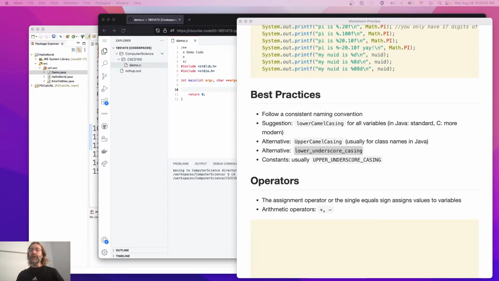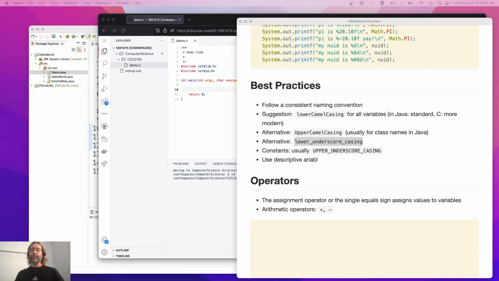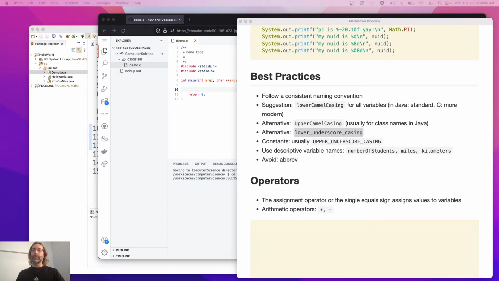Make sure that you use descriptive variable names. For example, number of students. Does what it says on the box. Miles, kilometers. Avoid abbreviations. For example, KMS. KMS could be kilometers, or it could be kilometers per second. I don't know. And then there are the mysterious things like social security numbers and UID numbers.